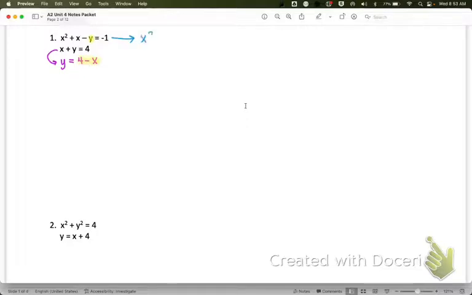So I have x squared plus x minus, always substitute in parentheses, (4 minus x) equals negative 1. So you see why those parentheses are so important, because I need to subtract both of these terms, not just the 4. So I have to flip all of these signs. So I get x squared plus x minus 4 plus x equals negative 1.